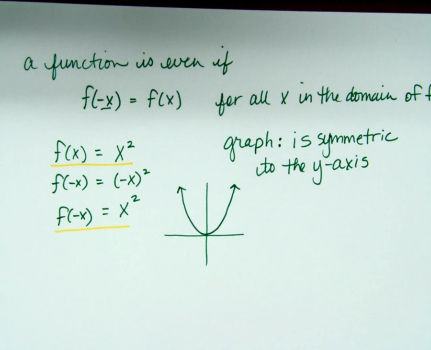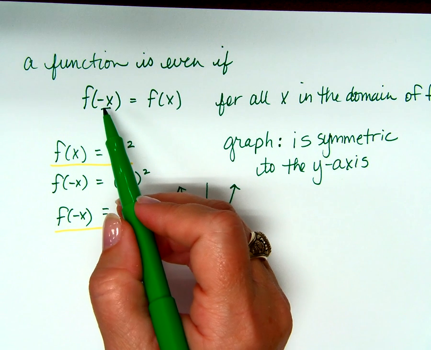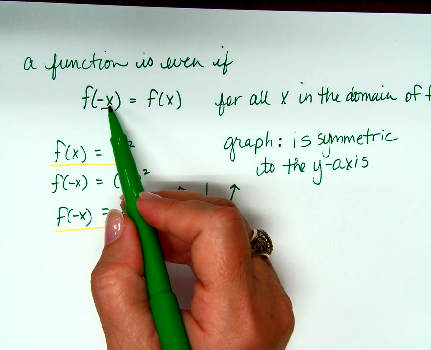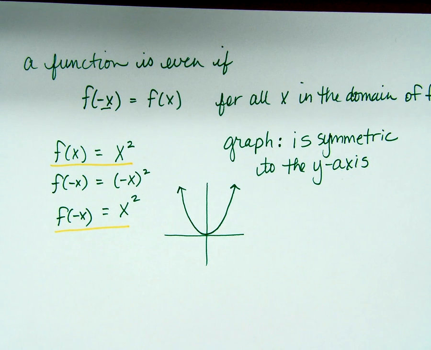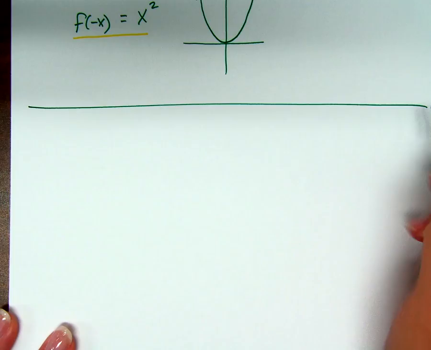So a function is even if anytime you substitute a negative x for x, you get the same answer, okay? That's how you know a function is even, by looking at the function. How do you know by looking at the graph if it's an even function? If it's symmetric to the y-axis. Okay? So the other function that we have to know is odd function.